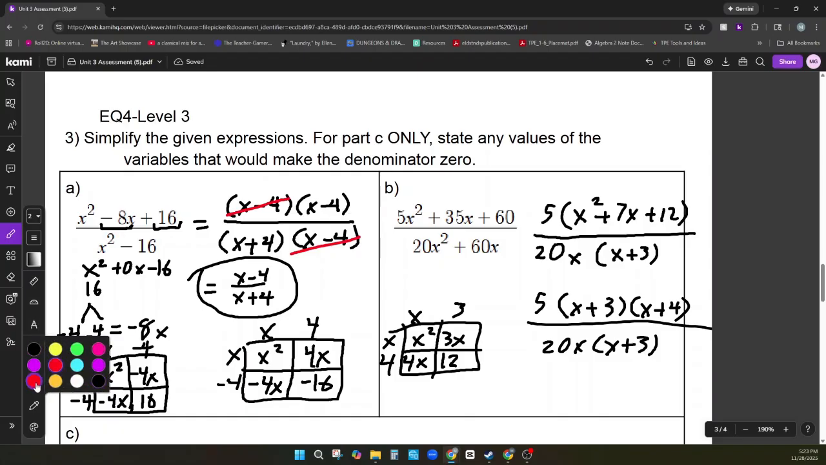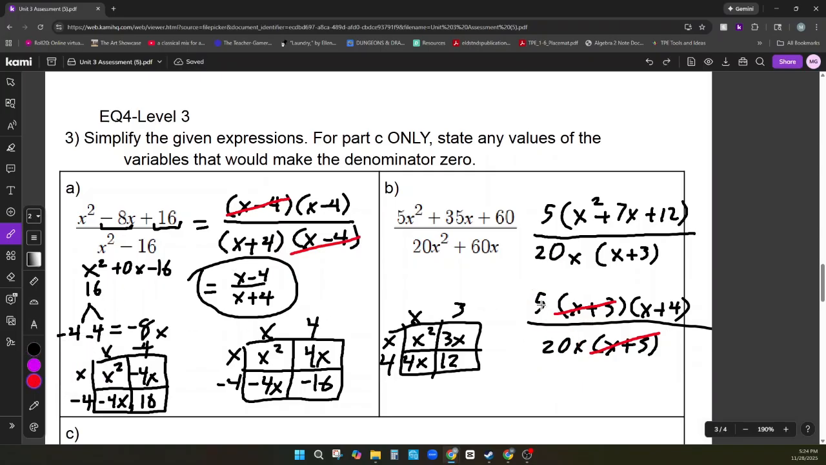And from here, we have some things in common. I can cancel my x plus 3 and x plus 3. But what some of us forgot, and what I want you to be able to recognize, is that just because we're canceling expressions, canceling our binomials, canceling our parentheses, doesn't mean we can forget about our numbers. 5 and 20 do have something in common.